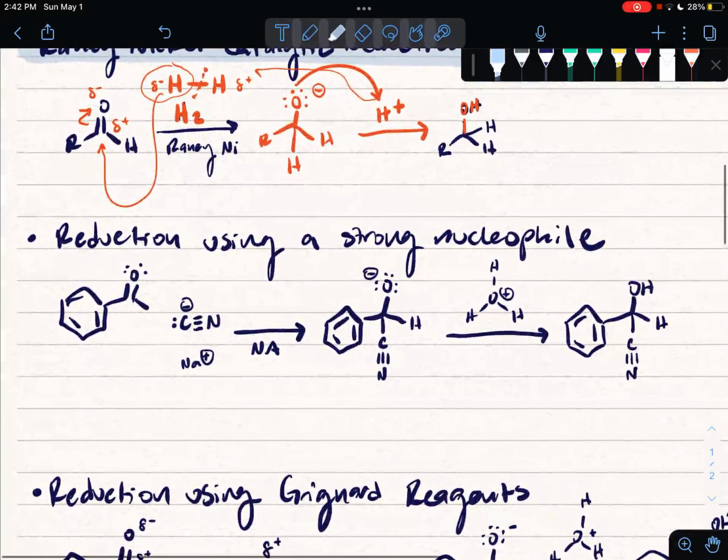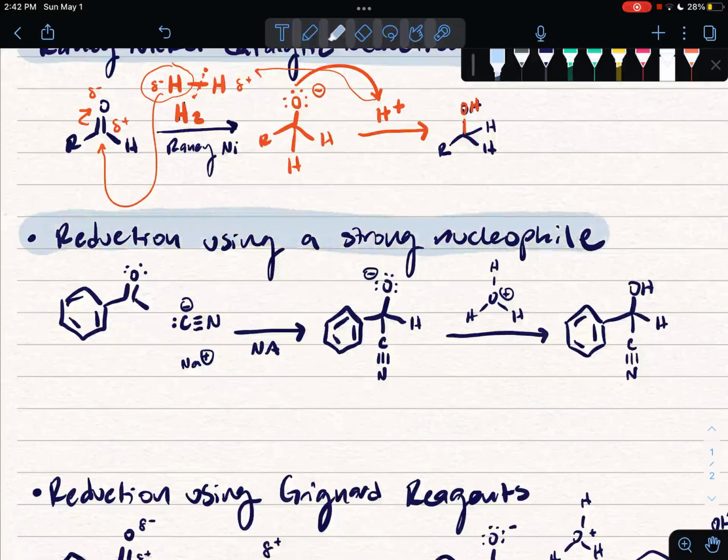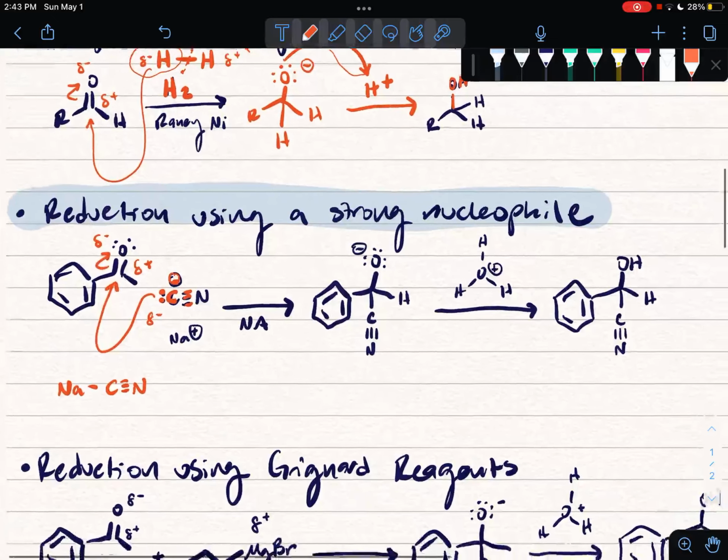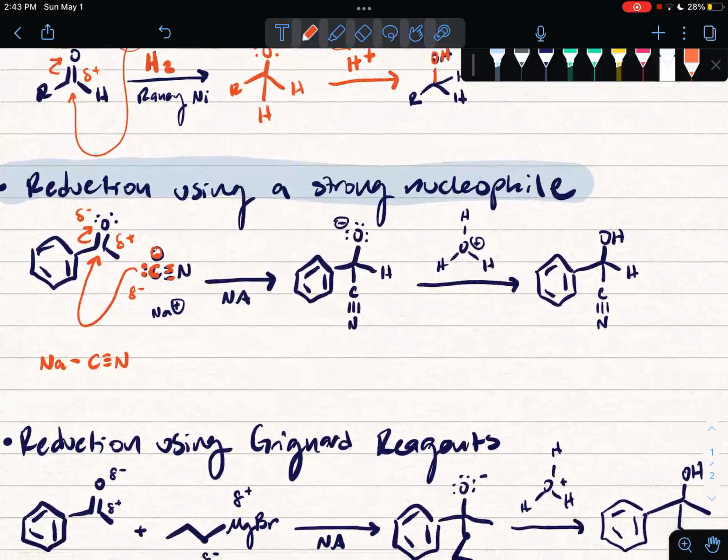Next, let's talk about reduction using a strong nucleophile. In this example, I used cyanide, or more specifically sodium cyanide, because this molecule likes to dissociate in polar solvents, and so it's really easy to use. And so eventually we'll end up with a negative carbon connected to its nitrogen. And so these lone pairs are delta negative, and they want to attack something delta positive. So they will attack the backside of the carbonyl group, and these electrons will go up to the oxygen. Okay, and then this is our nucleophilic attack.